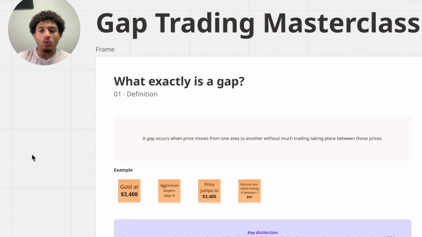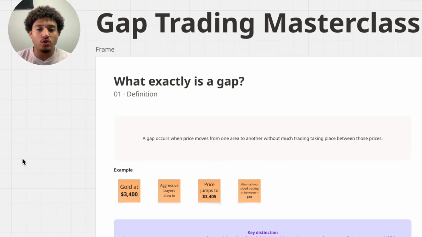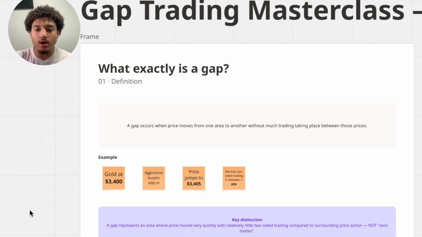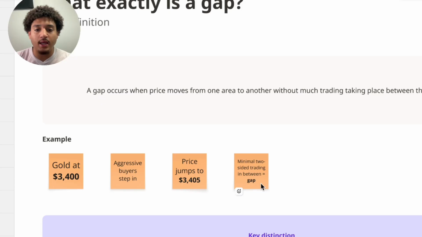So first, what exactly is a gap? A gap occurs when price moves from one area to another without much trading taking place between those prices. Say gold is at 3400, and an aggressive buyer steps in and price instantly jumps to 3405, which means there is minimal two-sided trading in between, which equals a gap.